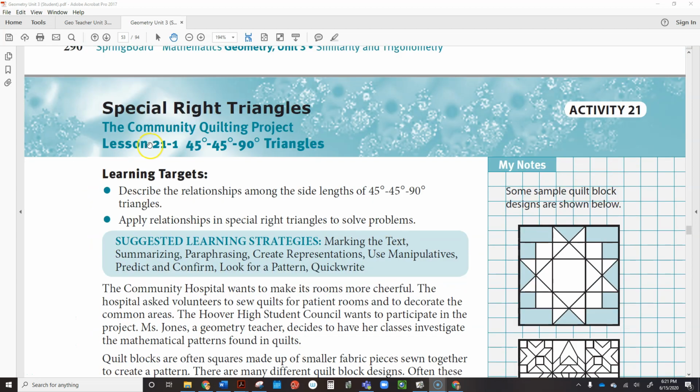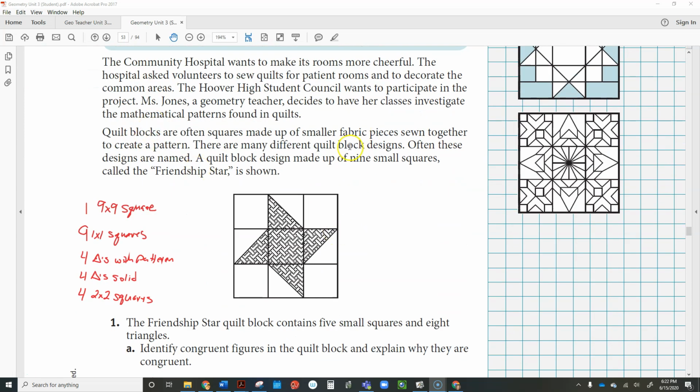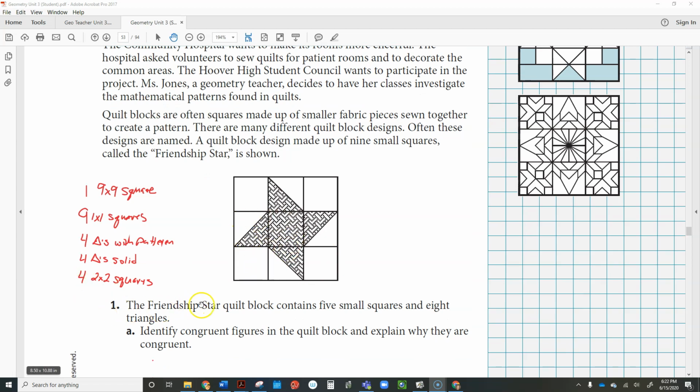Okay, this is lesson 21-1 on special right triangles, specifically 45, 45, 90 triangles. They tell us that we're looking at a quilt, and the quilt is made up of small fabric pieces sewn together to create a pattern. This is called the friendship star. It says the friendship star quilt block contains 5 small squares and 8 triangles. Identify congruent figures in the quilt block and explain how they are congruent.